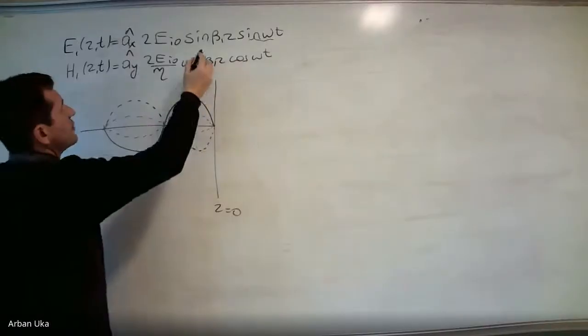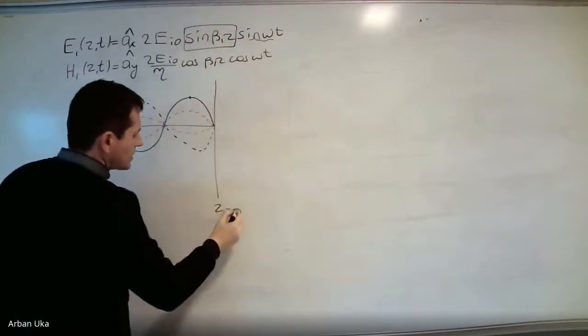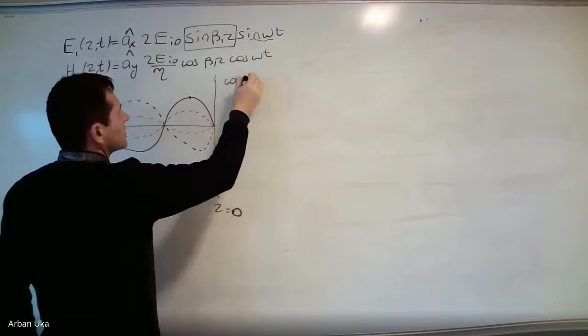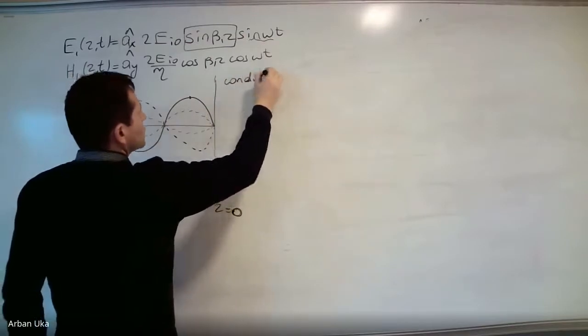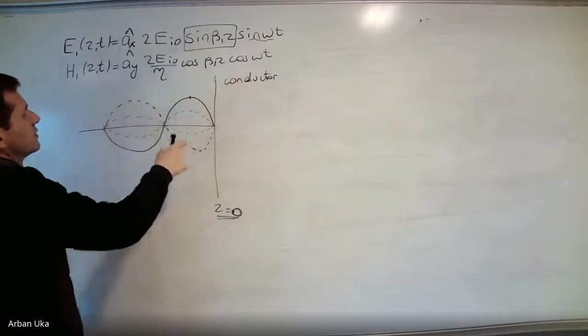Doesn't it depend on what axis are we talking about? Think about this one this way. Look at this: sine beta_1 z. This value of the function, this is the boundary. So let's call it, this is the conductor. So if this is the conductor at z equal to 0, which one is 0? Oh, sine 0, it's the electric intensity.